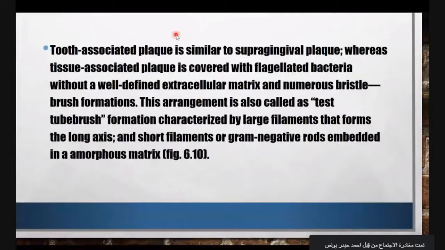Whereas tissue-associated plaque is covered with flagellated bacteria without a well-defined extracellular matrix and numerous bristle brush formation. This arrangement is also referred to as the test tube brush formation, characterized by large filaments that form the long axis. Short filaments or gram-negative rods embedded in amorphous matrix. It resembles a test tube.